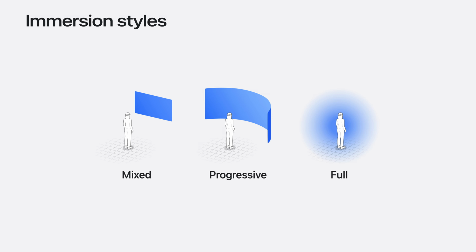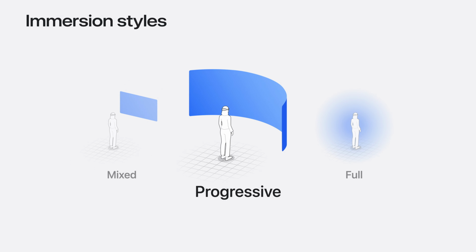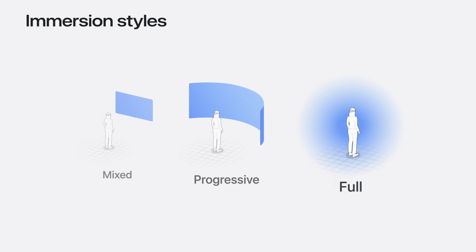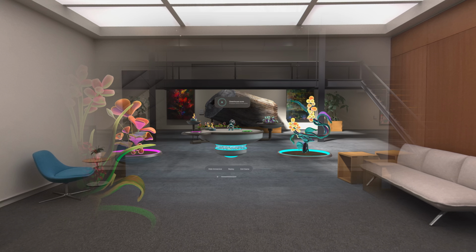Next, I'll pick an immersion style for the Botanist app. By default, the immersive experience starts with a mix style, displaying the app in the context of your surroundings. The progressive style provides a bridge between pass-through and fully immersive, using a radial portal to display the app while allowing pass-through around it. In the full style, the immersive app completely replaces the surroundings. I'll pick the progressive style. It's a great fit for enabling the botanist to explore the world.